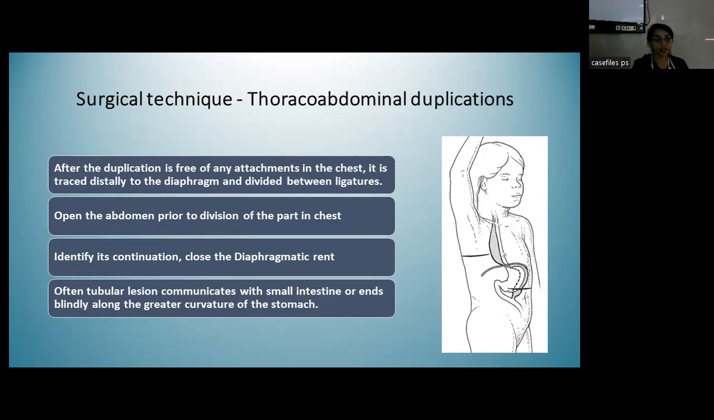It is usually preferred to open the abdomen prior to the division of this part in the chest, because it will be easier for us to identify the cyst in the abdomen as a continuation. We will have to identify the continuation, close the diaphragmatic rent, and then excise the abdominal part of the cyst. Often the tubular lesion communicates with the small intestine, or it might also end blindly along the greater curvature of the stomach, which can be excised.